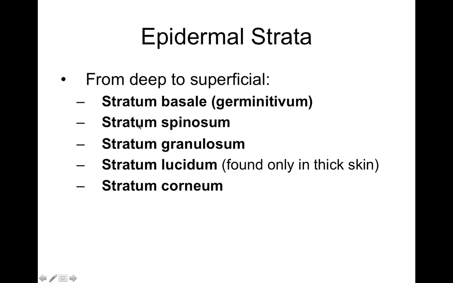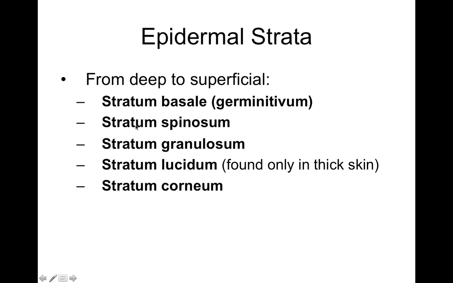So stratum spinosum, you guys, is then more superficial than basale. This one still has living cells, though. So in stratum spinosum, you can still find living cells. This is where those dendritic cells like to hang out. They walk around the stratum spinosum layer, looking for debris or pathogens that may have made it deeper into skin.